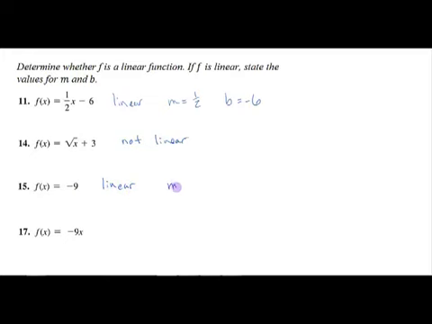For this one, the m is 0. That's why we have no x. It was 0 times x, so it caused the x term to go away. Our b has a value of -9. This is also a linear function. M is -9 and b is 0. That's why we don't have a b term showing up in the function.